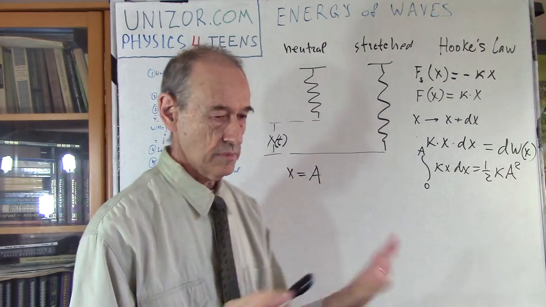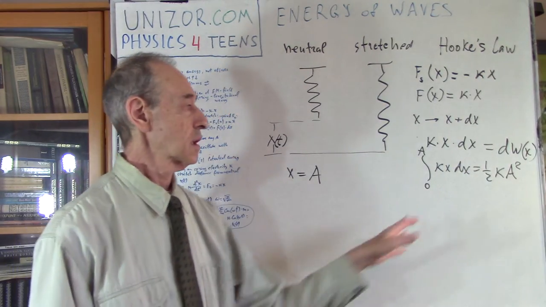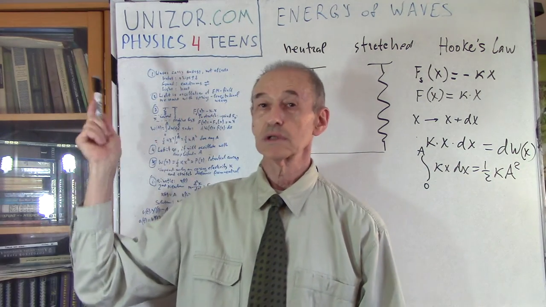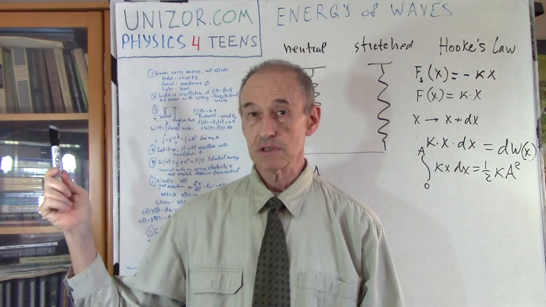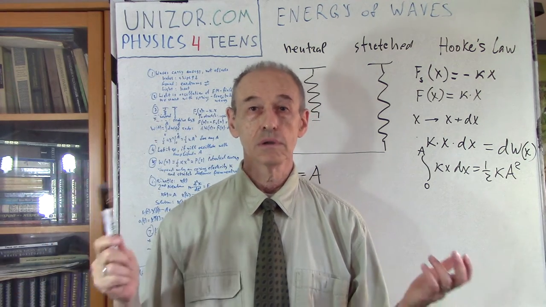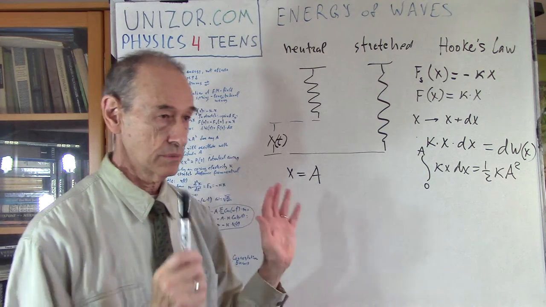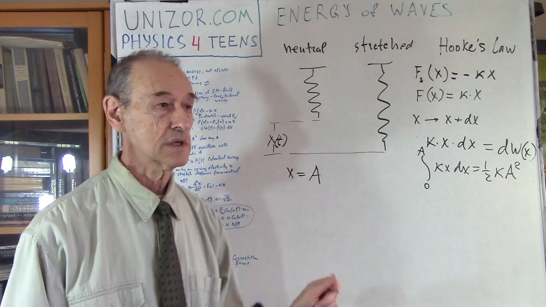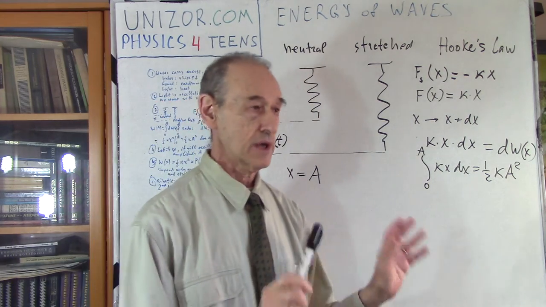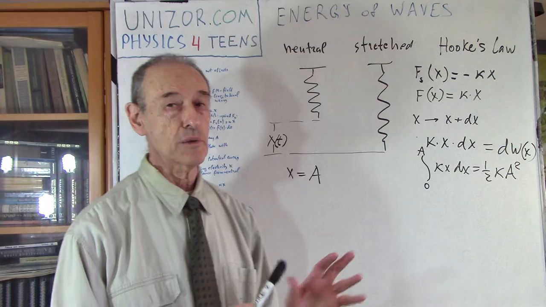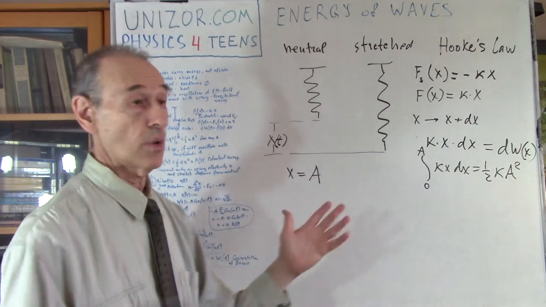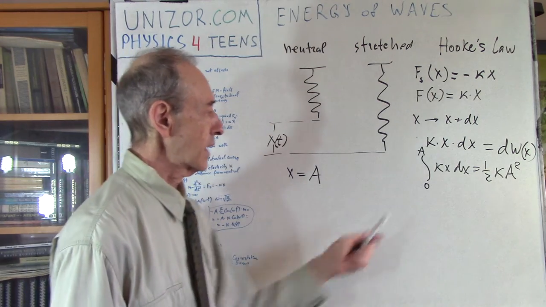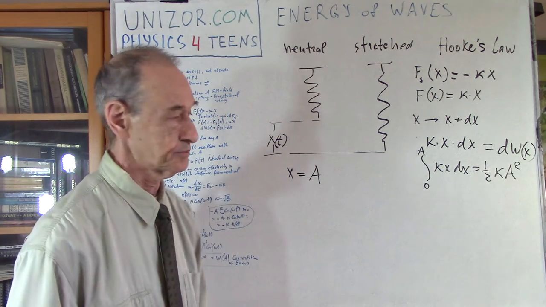Now, if you are not familiar with integration, how I get this, all I can say right now is go to unizor.com. There is a Math4Teens course, and there is a very large part on calculus. I suggested from the very beginning of this physics course that you have to know calculus and vector algebra. All these are presented in the Math4Teens course or anywhere else, wherever you want. Maybe you just know it. So I take it for granted that this is the formula. All right.